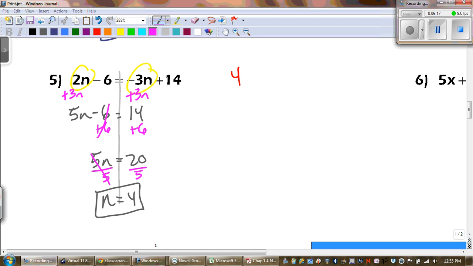Okay, and there's all the work. So the -3n is smaller, so I added 3 to both sides, and then 2n plus 3n gives me 5n. I added 6 to both sides to get to 20, and then to get the n by itself, I divided by 5, and I got 4.